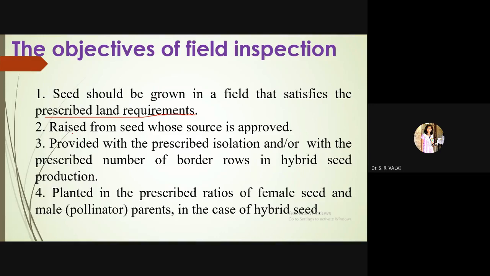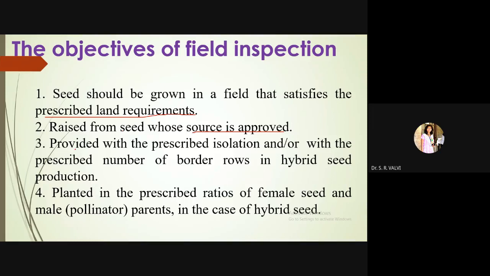Next, it should be raised from seed whose source is approved. Getting it? So the source of the seed should be approved, and from that source you have to raise your seed, means you have to take that particular seed, and then field inspection should be done.